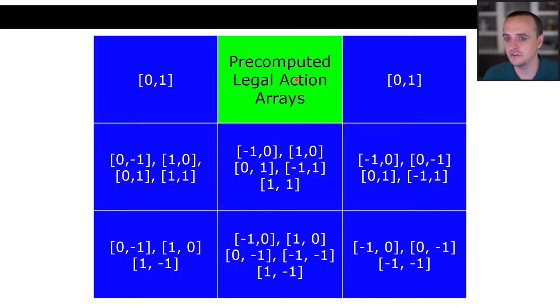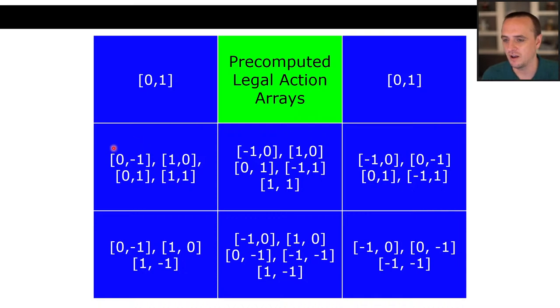Let's pre-compute the legal actions for each tile. So if I'm here, my only legal action from here, this is a blue tile, this is a green tile, would be to move down, right? So in my pre-computation step, I could compute all the legal actions. So I could check all 8 actions, see which ones are legal, and just store the ones that are legal.